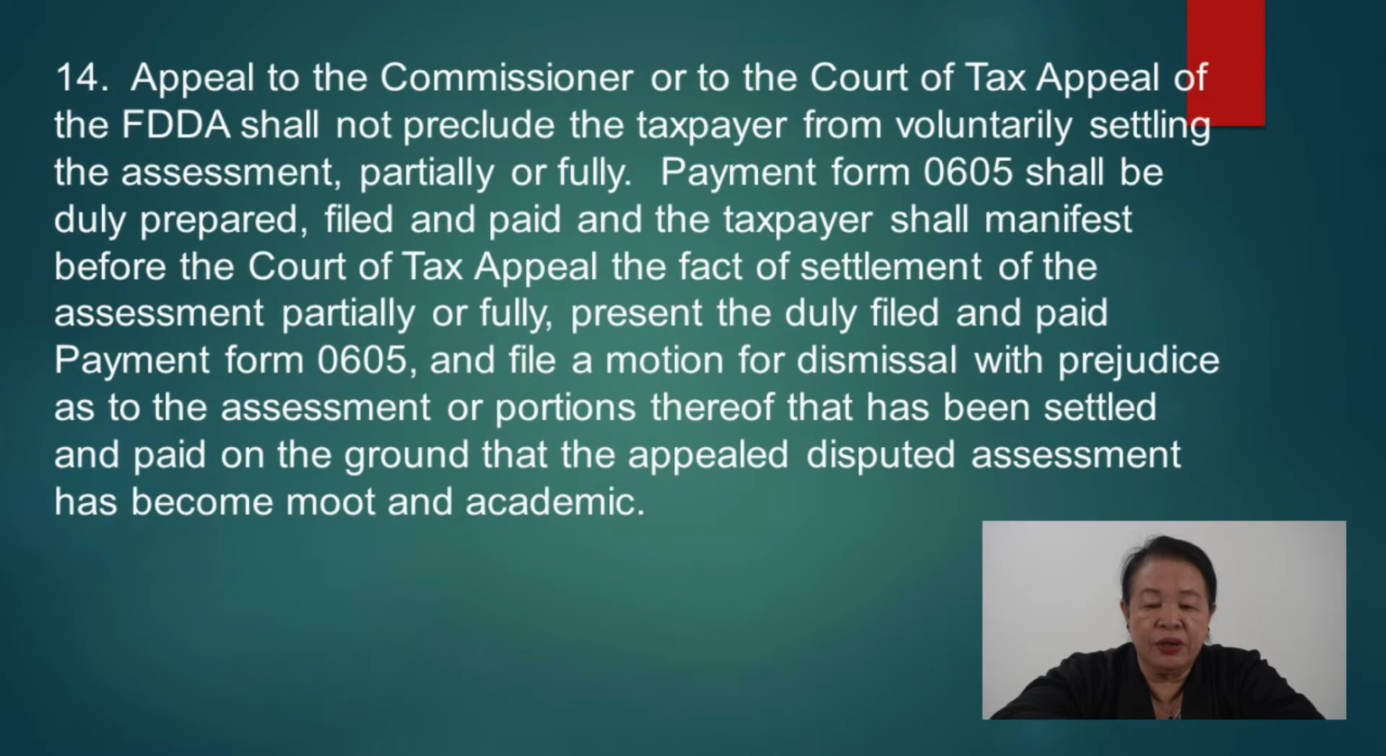Appeal to the Commissioner or to the Court of Tax Appeals of the FDDE shall not preclude the taxpayer from voluntarily settling the assessment, partially or fully. Payment form 0605 shall be duly prepared, filed, and paid, and the taxpayer shall manifest before the Court of Tax Appeals the fact of settlement of the assessment, partially or fully, present the duly filed and paid payment form 0605, and file a motion for dismissal with prejudice as to the assessment or portions thereof that have been settled and paid, on the ground that the appealed disputed assessment has become moot and academic.